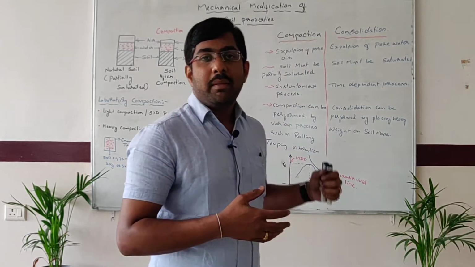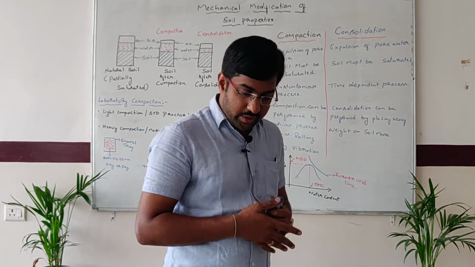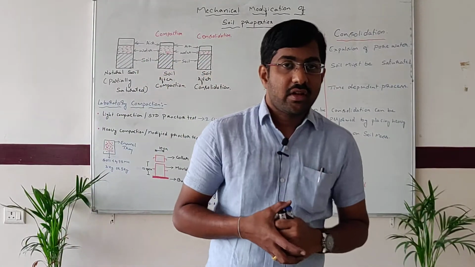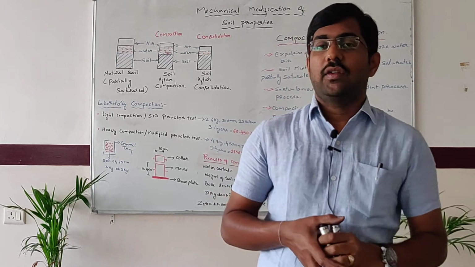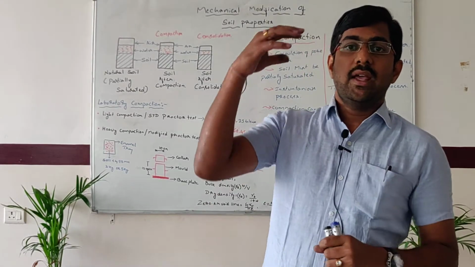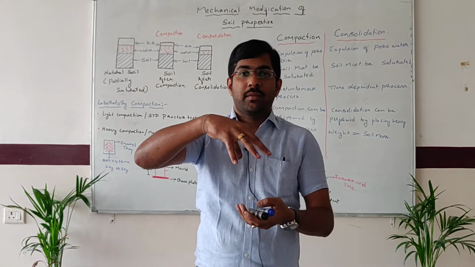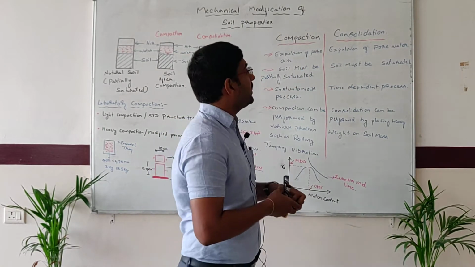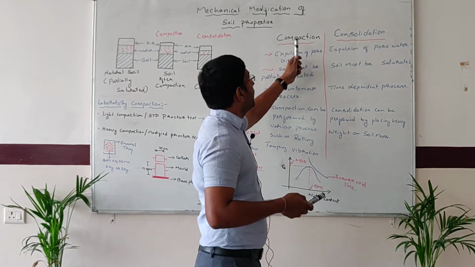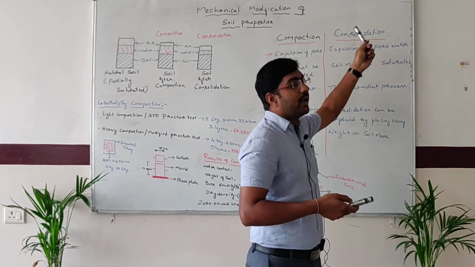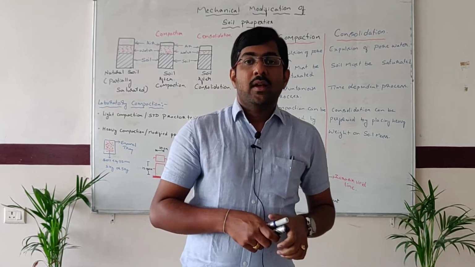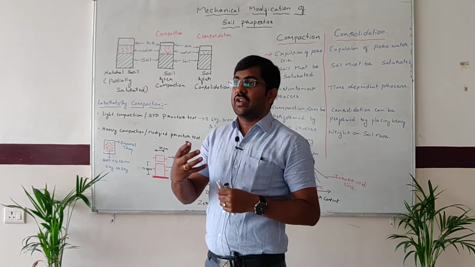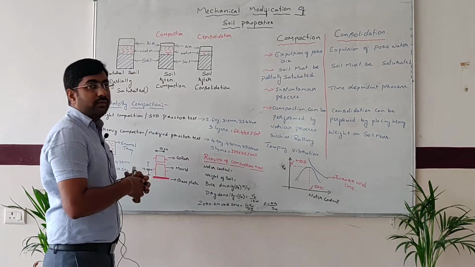Now coming back to our actual topic of discussion today, which is the mechanical modification of the soil. As I mentioned earlier, the mechanical modification technique of the soil is done by applying external force to the soil so that the soil strength will be increased. This can be done by two processes: compaction and consolidation. In both processes we are applying the force externally to increase the strength of the soil.